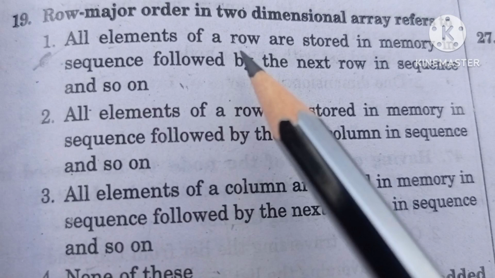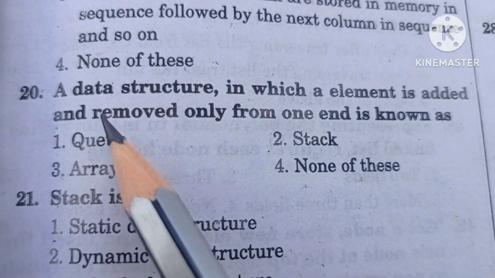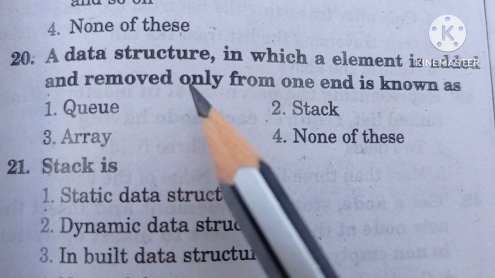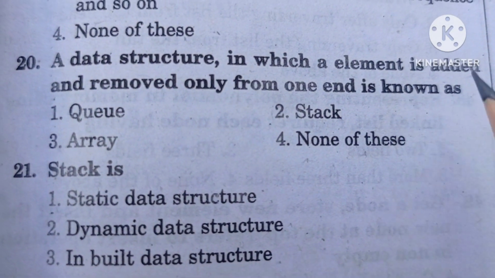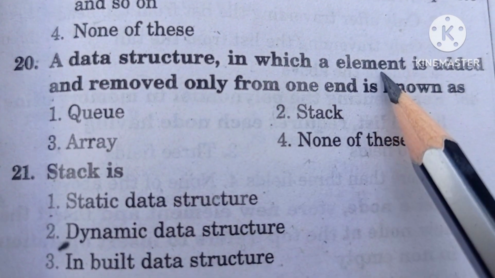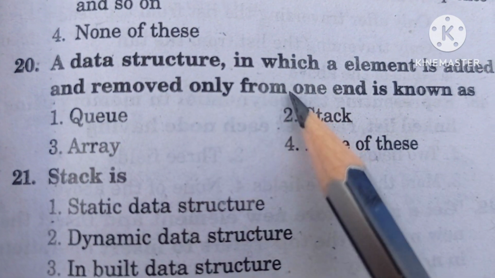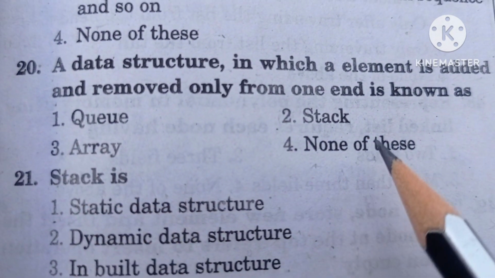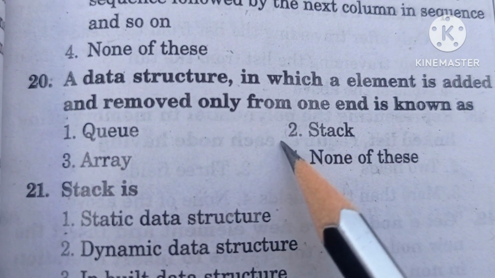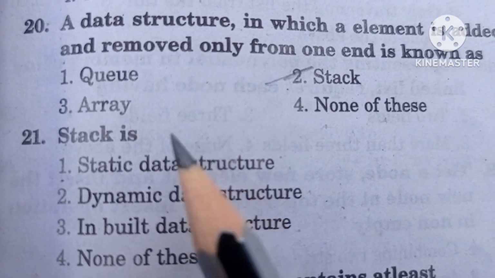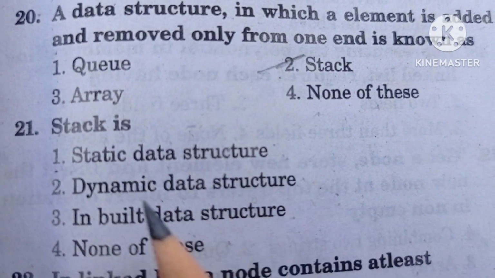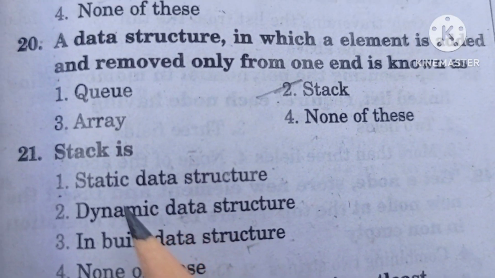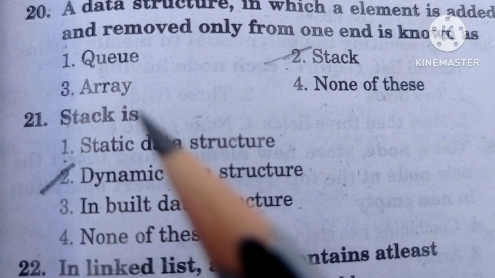Next, a data structure in which an element is added and removed only from one end is known as. Options: queue, stack, array, none of these. Answer is stack. Stack is static data structure, dynamic data structure, inbuilt data structure, none of these. Answer is dynamic data structure.